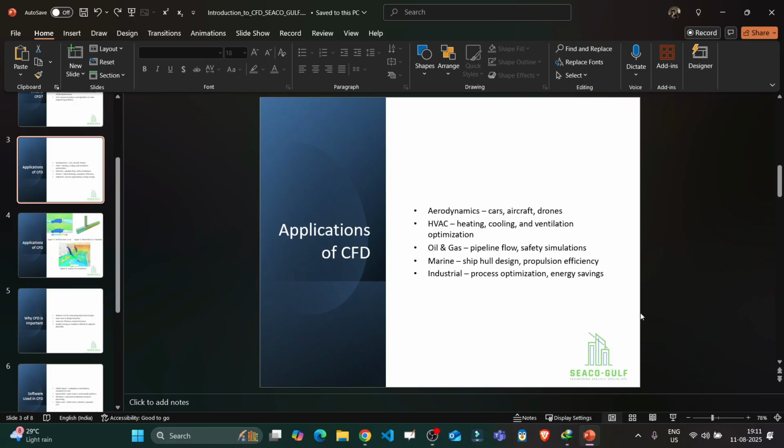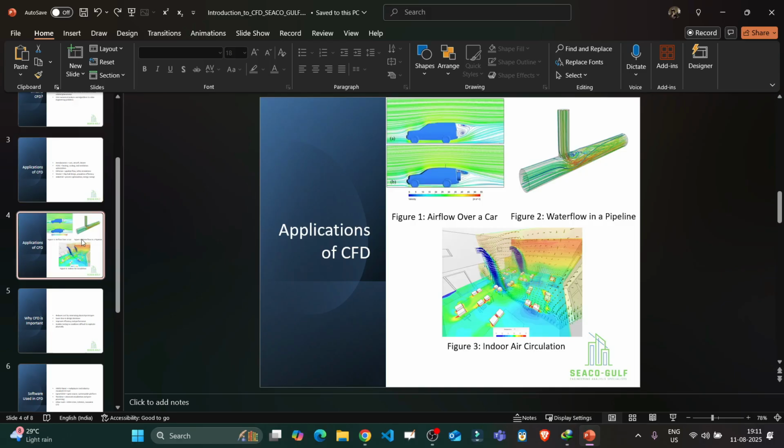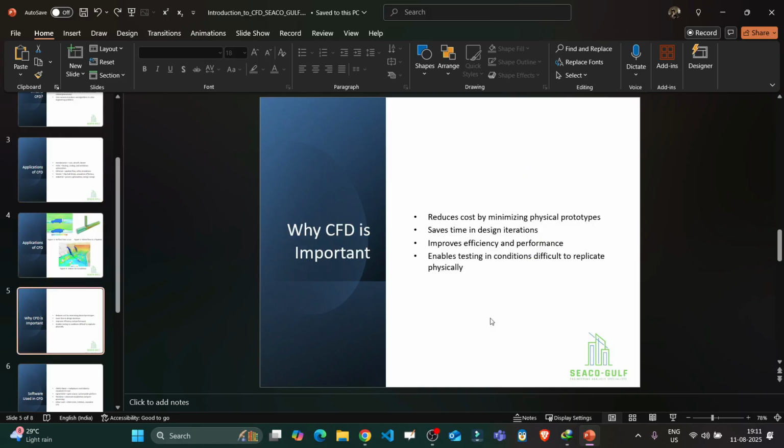Okay, so what is the optimum pressure at which we can supply the oil and gas? That we can find beforehand with the help of CFD analysis. All right, so that is the part. The second one I have told you: it saves time in design iterations and improves efficiency and performance. The third and last one is that it enables testing in conditions difficult to replicate physically. Yes, because there are some conditions which you cannot replicate physically.